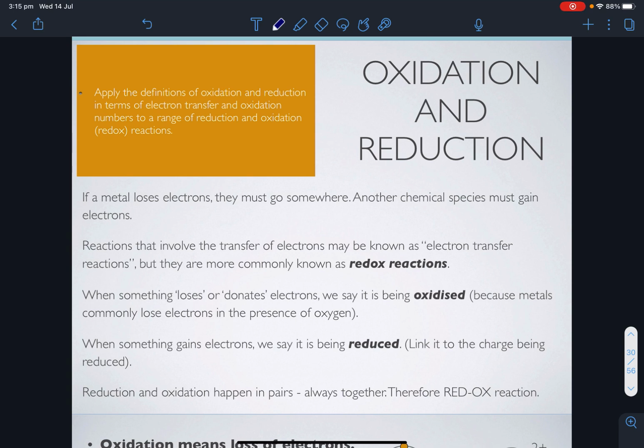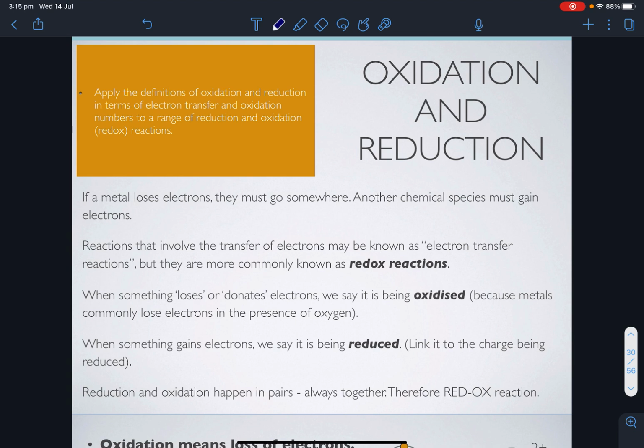When something loses or donates electrons, we say it's being oxidized, okay? Because commonly, metals lose electrons in the presence of oxygen. That's why it got its name. When something does the opposite, it gains electrons, we're saying it's being reduced, okay? How I remember that is link it to the charge being reduced, okay?